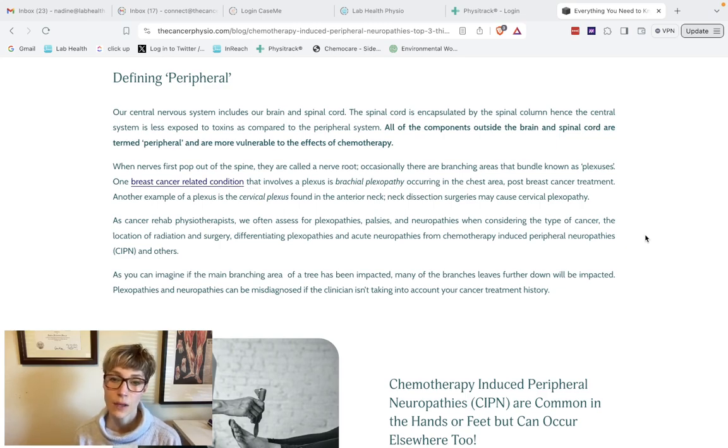Sometimes there are areas of branching nerves that can get pressed or stuck in wounds or radiated, which can cause symptoms that travel down the arm or into the hands. And so that can sometimes be misdiagnosed as CIPN. So it's important to get an accurate diagnosis, and this is definitely something that a cancer physio can offer.